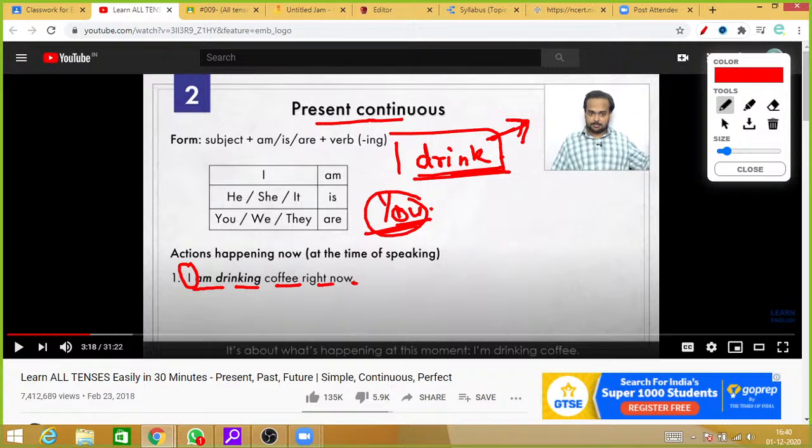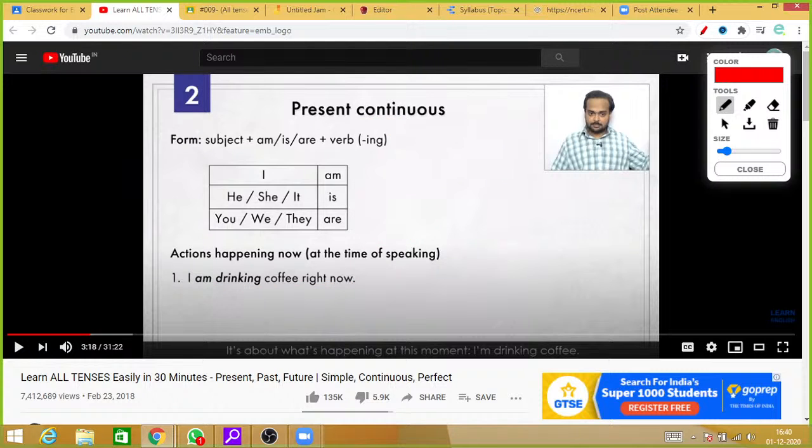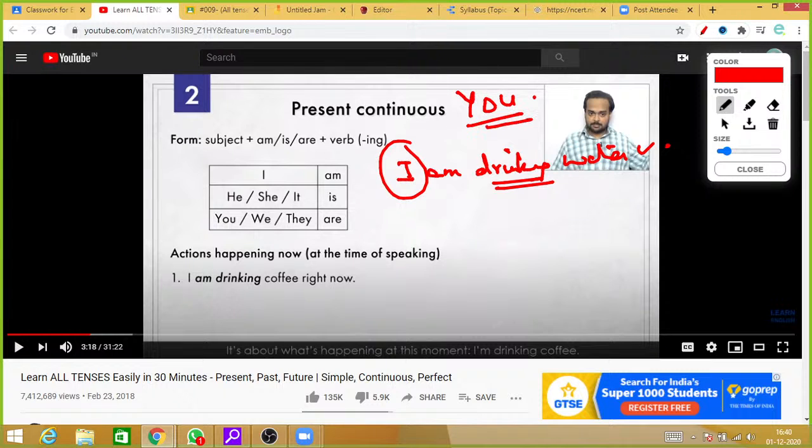No, Pete. I want you to use it, make it fit for you. I am drinking water is perfect. Absolutely right. You are not wrong. So you are saying, Ritvik, I am drinking water. Absolutely right. But instead of I, I want you to use you. Now make the sentence.